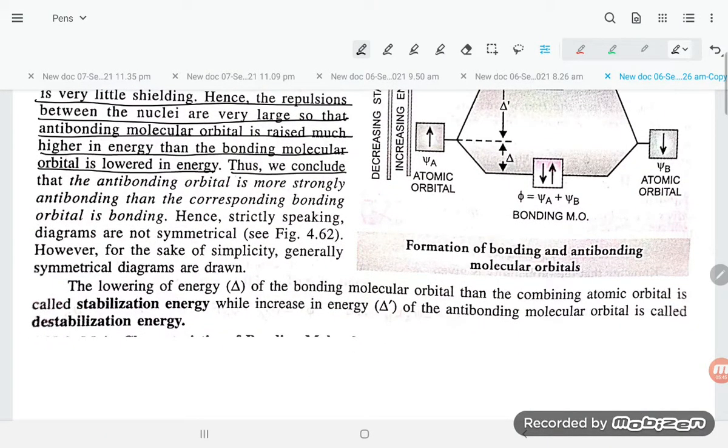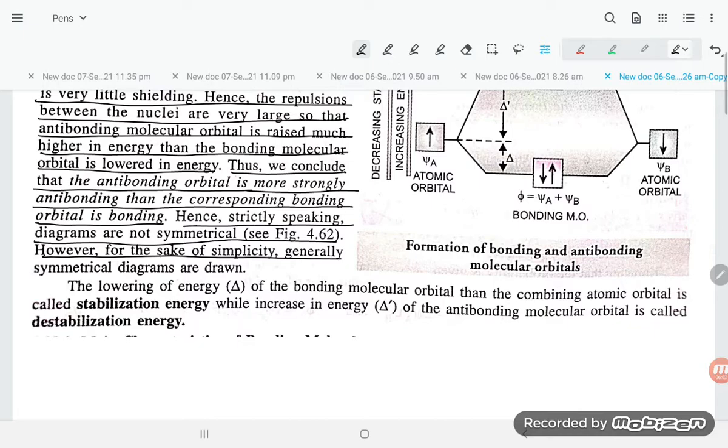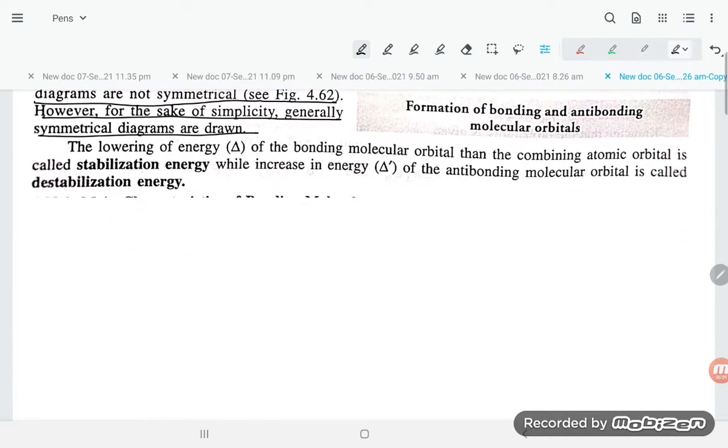Thus, we conclude that the antibonding orbital is more strongly antibonding than the corresponding bonding orbital is bonding. Hence, strictly speaking, the diagrams are not symmetrical. However, for the sake of simplicity, symmetrical diagrams are generally drawn.